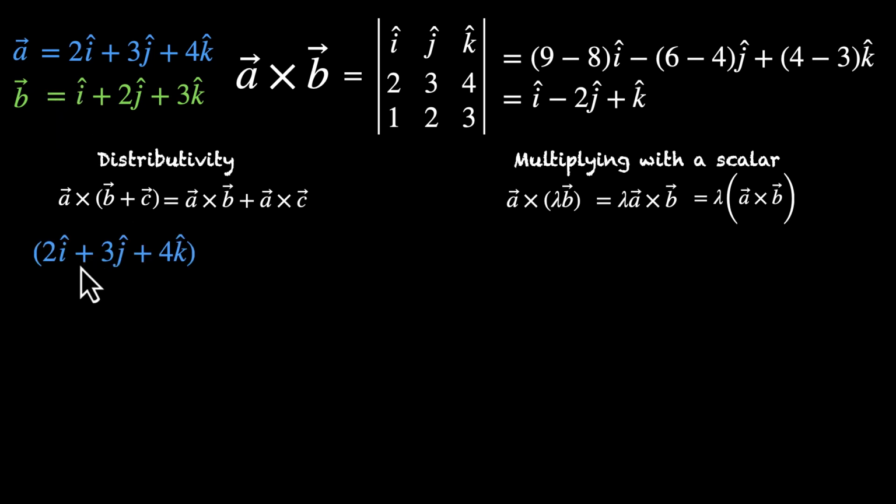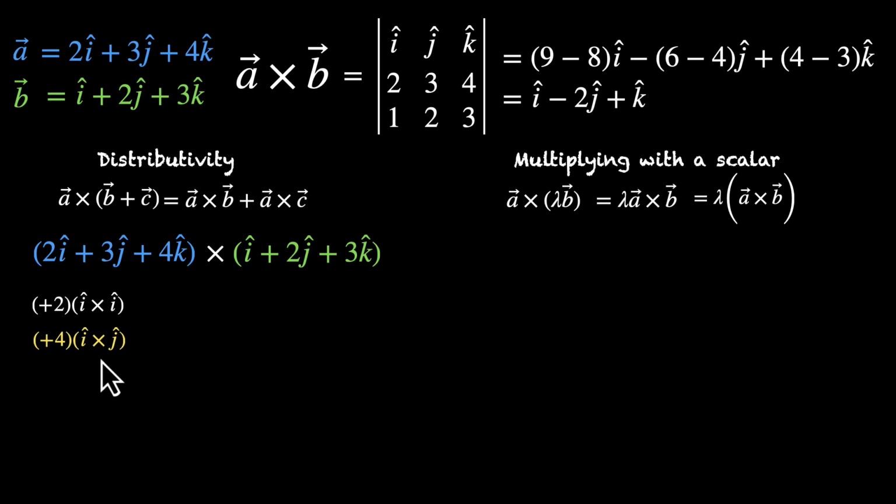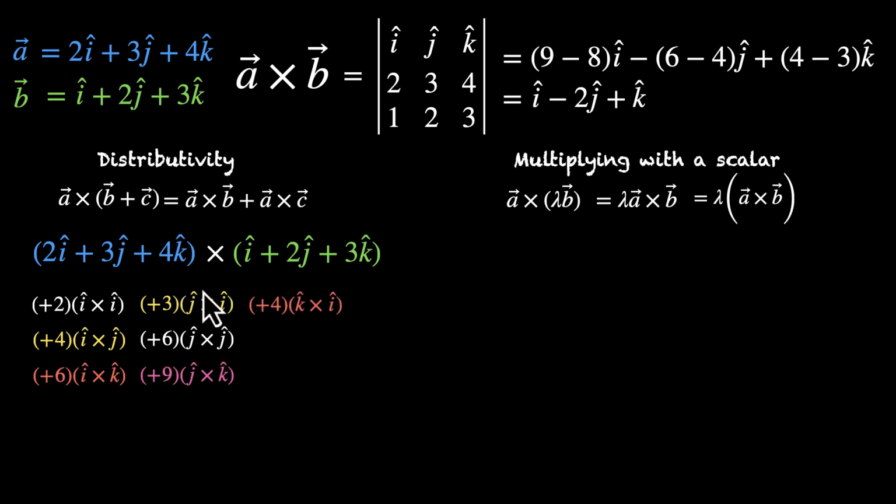So let's do that. A vector cross B vector. Let's take this term by term. The first is 2i cap cross i cap. So that's 2 times i cap cross i cap. Then we have 2i cap cross 2j cap. That's 2 times 2, 4, i cap cross j cap. Then we have 2 times 3, 6, i cap cross k cap. Then we have 3 j cap cross i cap, 6 j cap cross j cap, 9 j cap cross k cap. 3 more: 4 k cap cross i cap, 8 k cap cross j cap, and 12 k cap cross k cap.